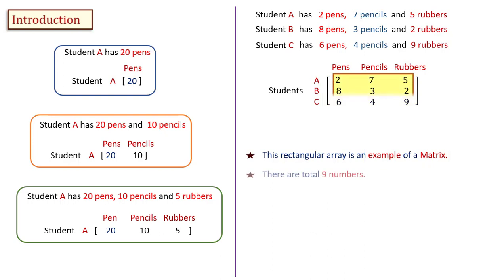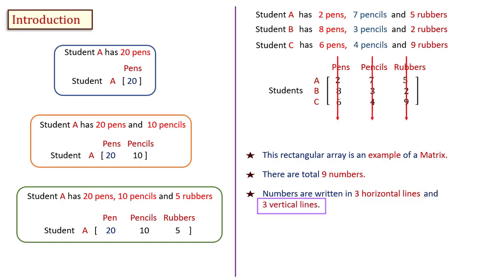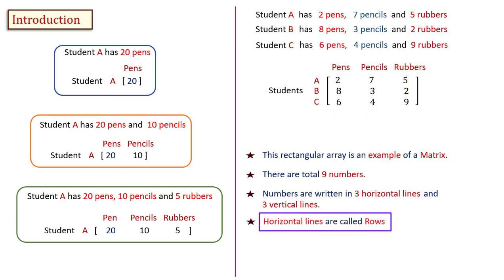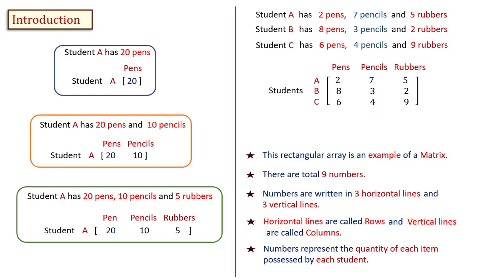In this example, there are 9 numbers and these numbers are called elements of matrix. In matrix, numbers are written in 3 horizontal lines and 3 vertical lines. In matrix theory, horizontal lines are called rows and vertical lines are called columns. The numbers in this matrix represent the quantity of each item possessed by each student. For example, student B has 3 pencils, student A has 5 rubbers, student C has 6 pens and so on.